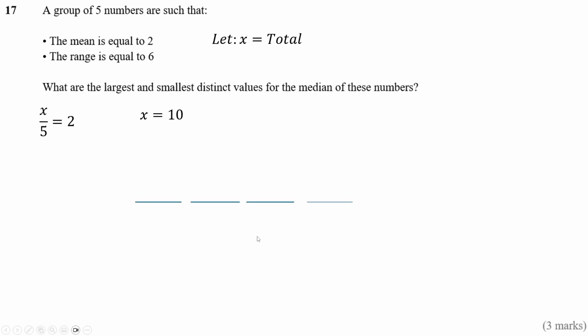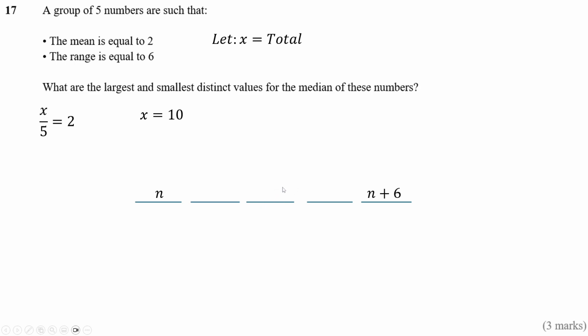You've got 5 numbers here. Say we call the first one n, and if the range is equal to 6, then this last number here must be n plus 6, because the difference is 6. That's the range, it's the difference. We want to find the largest and smallest value of the median. If you imagine it, we only have a total of 10 to distribute unevenly across these 5 numbers, then we want to give the most to the median.